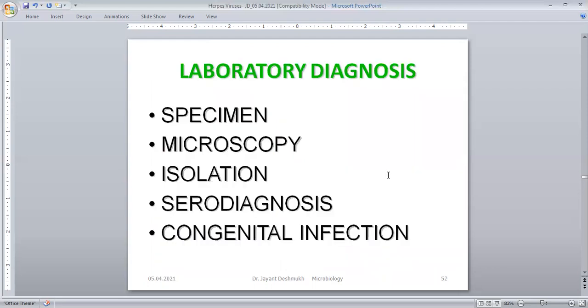So laboratory diagnosis again is to confirm the etiology of varicella zoster, to differentiate it from herpes simplex virus and other viral exanthemes. The specimens again we collect from the lesion: respiratory secretion in the early phase, vesicular lesions, and oral ulcer.